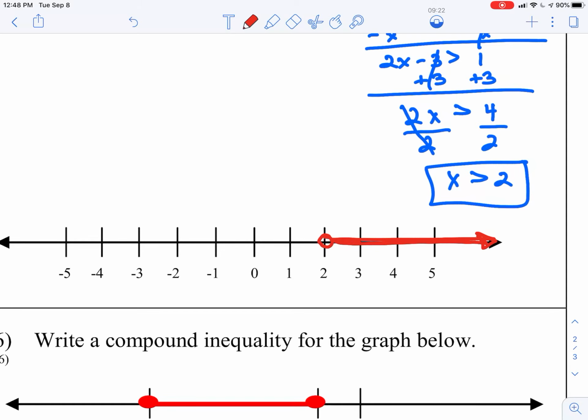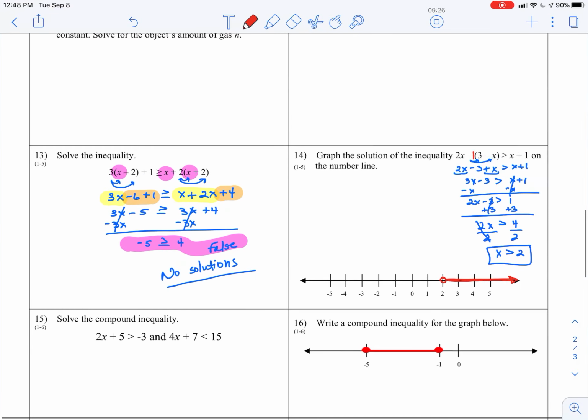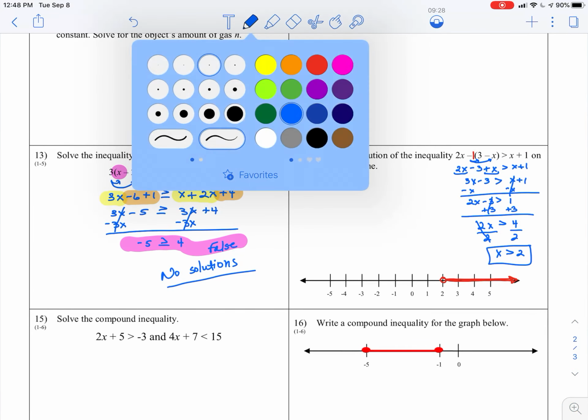So that's what your graph should look like right there. X is greater than 2. All right, let's go look at number 15.